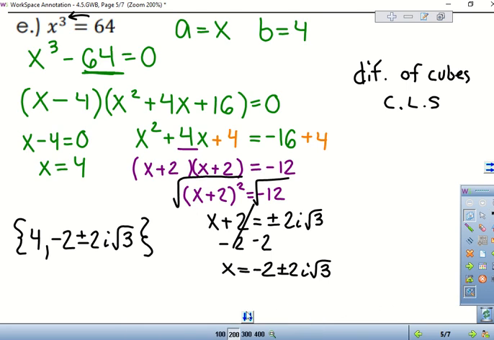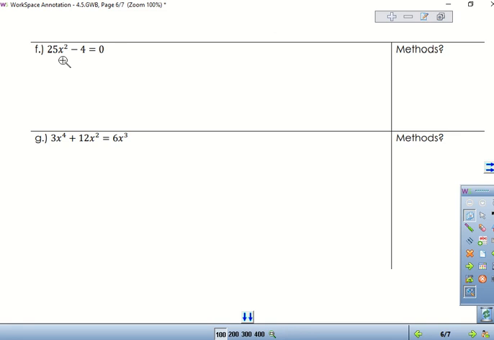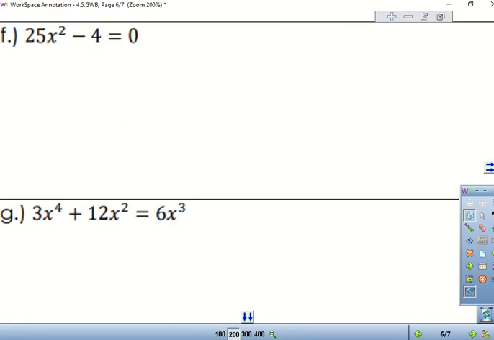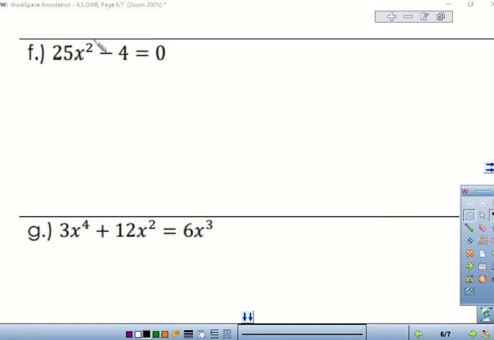Alright, let's go ahead and move on to letter F. This is the difference of squares or cubes? Squares. Difference of squares is where you do the plus minus thing. Remember, it's only difference of squares that this works for, not sum. So this is plus and minus.